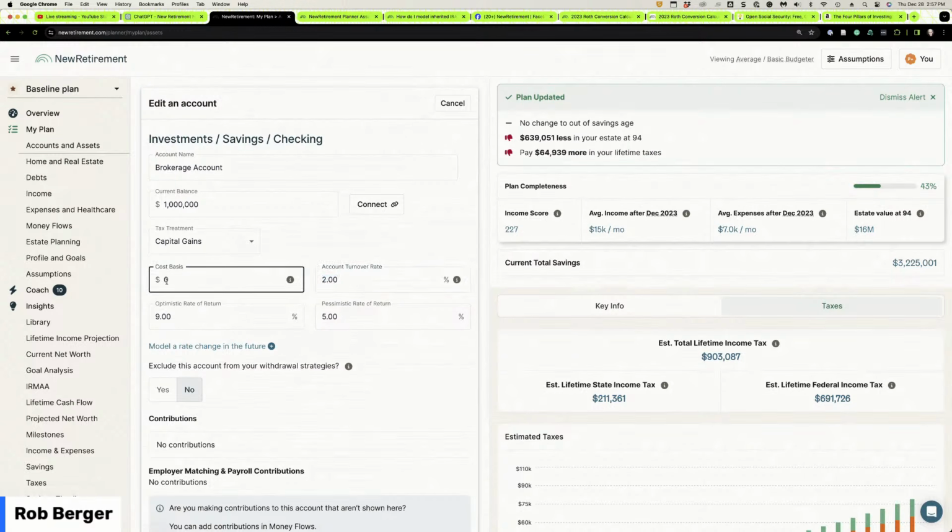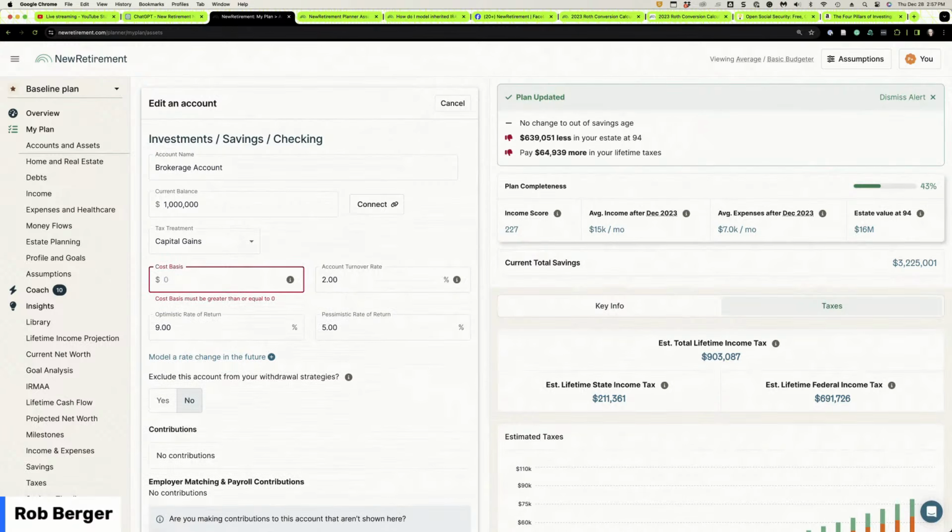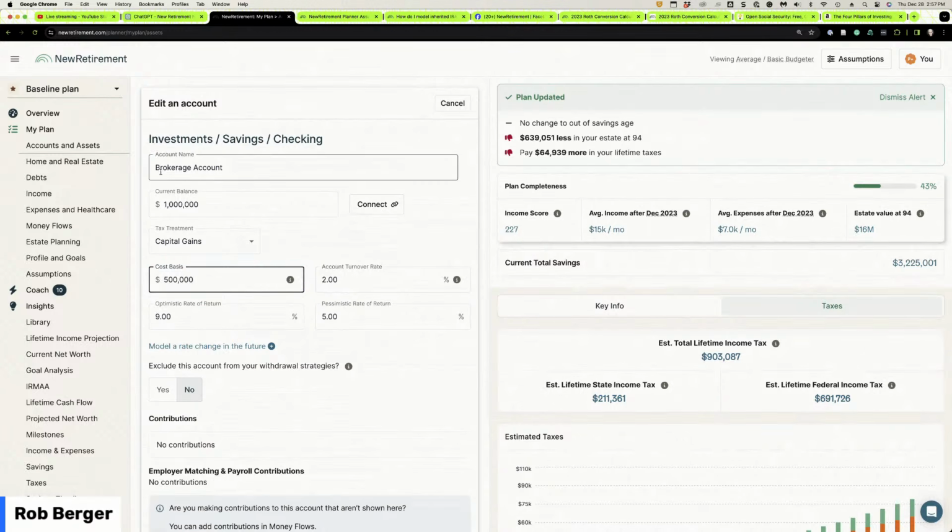Now, I've got a cost basis of 0. That's probably unrealistic for most of you. So let's assume for a moment our cost basis on this $1 million account is 500 grand. The problem with using turnover rate to model dividends is that, as we know, every dollar in dividends is taxable income. What the taxes will be depends on other factors, but assuming it's qualified, it's going to be long-term capital gains.